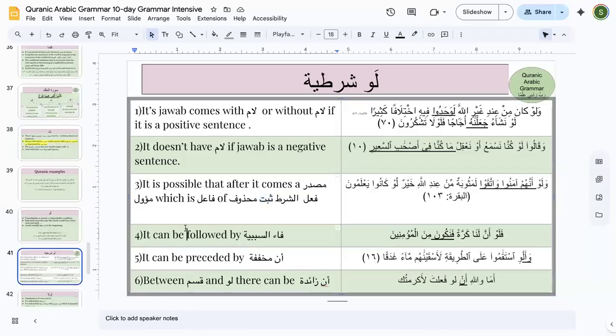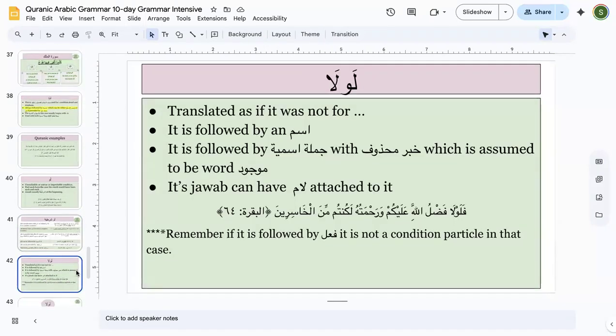It can be followed by fa'u sababiya. Law anna lana karratan, if there was another time for us, fanakuna minal mu'minin, then we would have been from the believers. Nakuna is nakuna because of fa'u sababiya, which has a hidden an after it. It may be preceded by an mukhaffafa, and that's not very important for you to know at this stage.